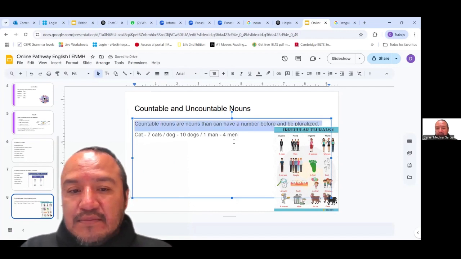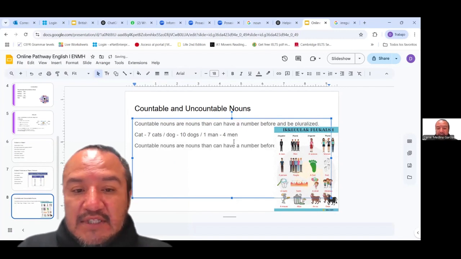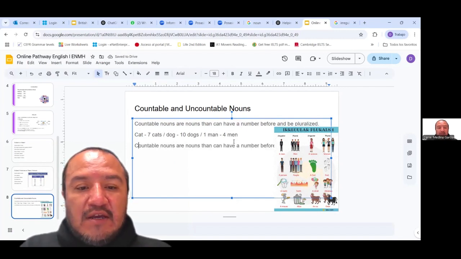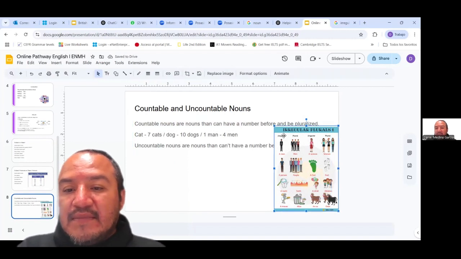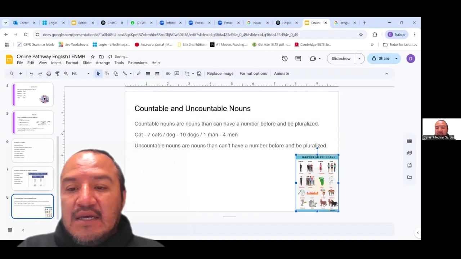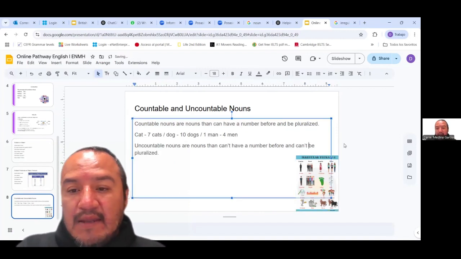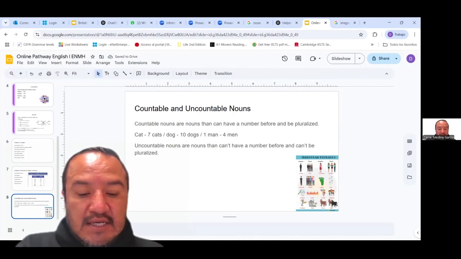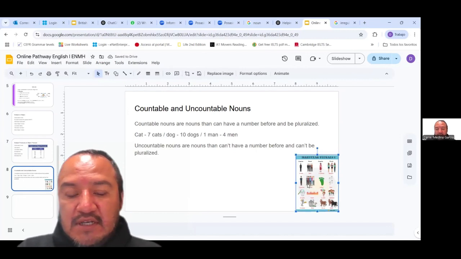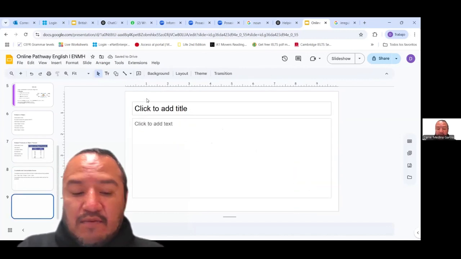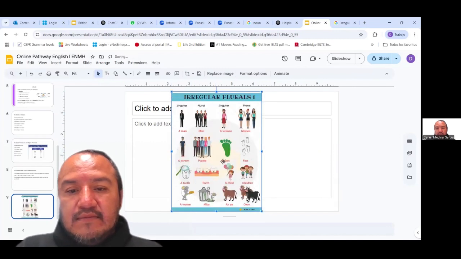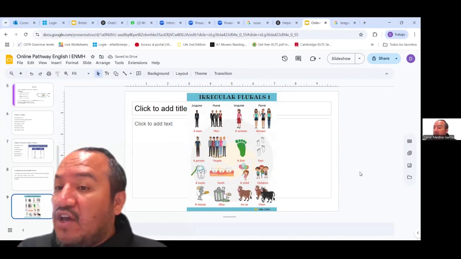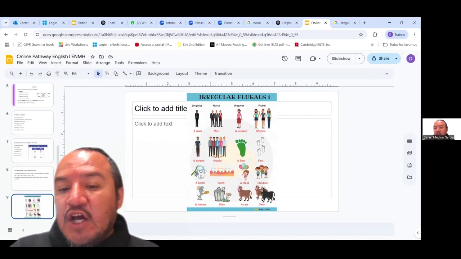Uncountable nouns, though, are totally the opposite. Let's write it here. And we say uncountable nouns are nouns that can't have a number before and they can't be pluralized. I am going to paste this image in another presentation so that you have complete access to it. These are irregular nouns. I got it all. Okay, so you say woman, women, person, people, foot, feet, tooth, teeth, child, children, mouse, mice, ox, oxen.